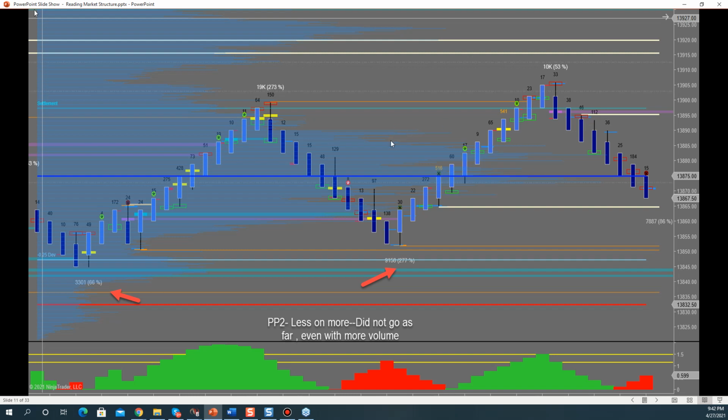So everybody gets that this is not a trade in and of itself. We are not taking trades off the 30 tick. It's a market structure read. Okay?